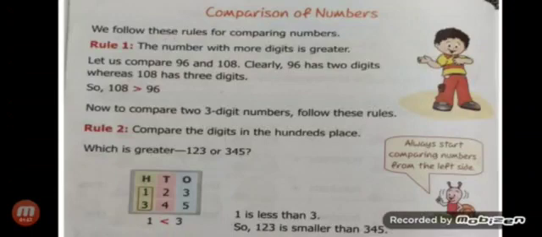Comparison means to find out whether two numbers are greater than, smaller than, or equal to each other. And for this, we need to follow a few rules. Rule 1: the number with more digits is greater. Let's compare 96 and 108. Clearly, 96 has 2 digits and 108 has 3 digits. So, 108 is greater than 96. Now let's move on to the second rule.